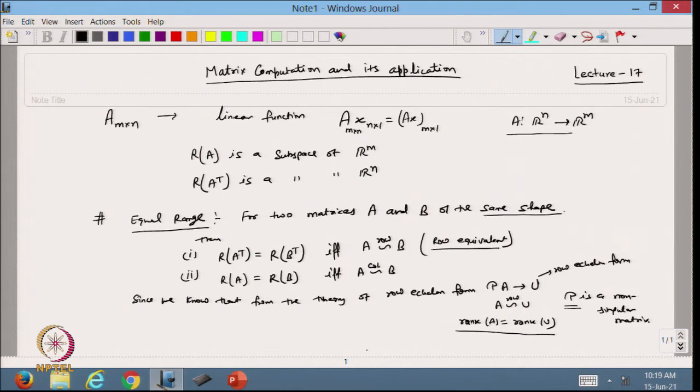Now, if you look carefully, when starting from A we always take some linear combination of the rows of the matrix A, and after doing this we get U. So, the rows of U are made from some linear combination of the rows of A. That is why we are able to discuss these things for the range space of A transpose being equal to the range space of B transpose.